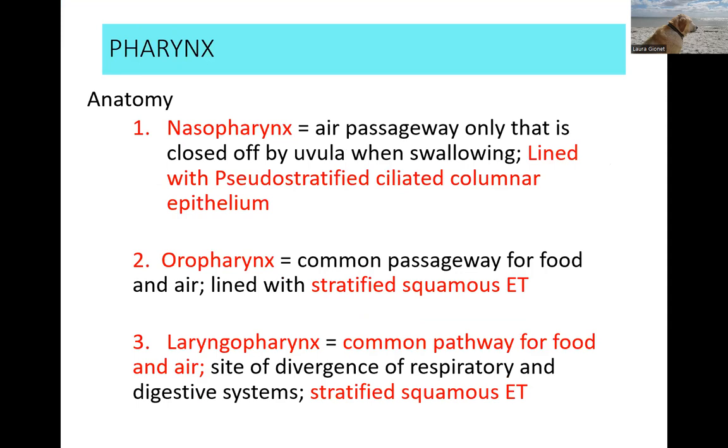Okay, then we get into the throat. We have 3 regions called the nasopharynx, oropharynx, and laryngopharynx. At the posterior aspect of your nasal passages is the upper part of your throat above your uvula, and that's your nasopharynx, an airway passageway that is closed off by the uvula when you're swallowing. It's lined with pseudostratified ciliated columnar epithelial tissue.